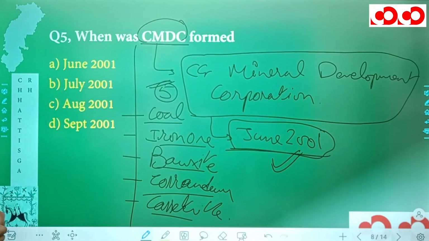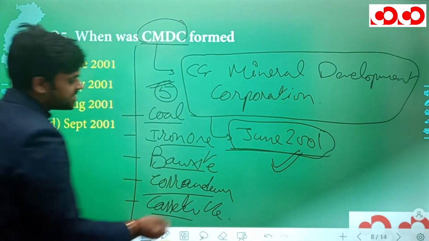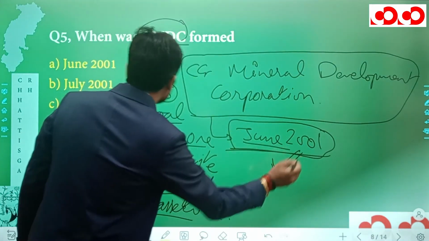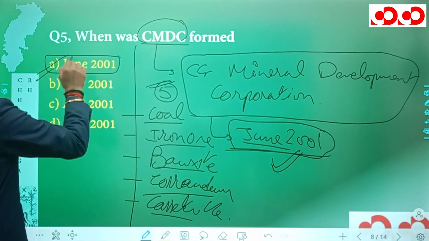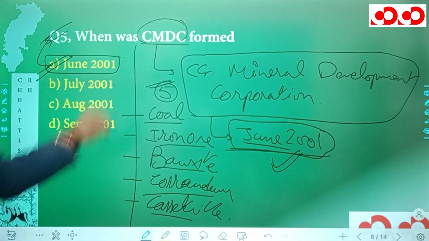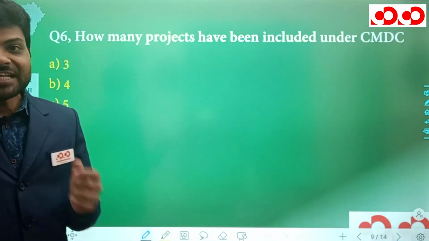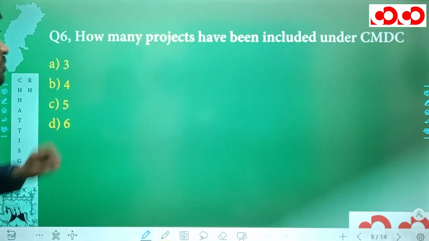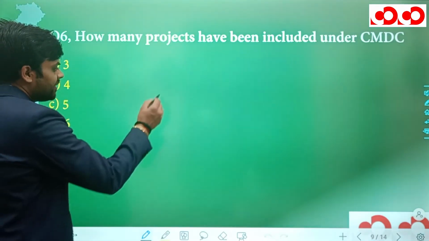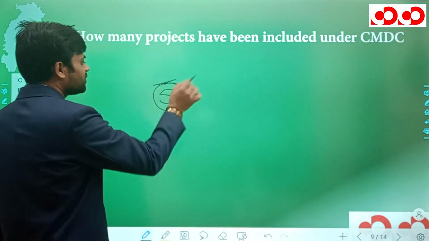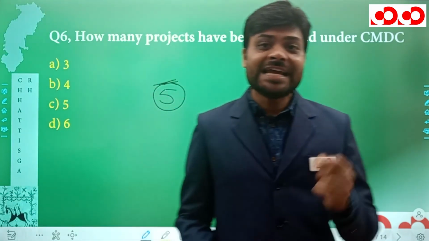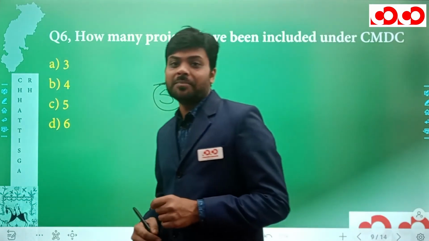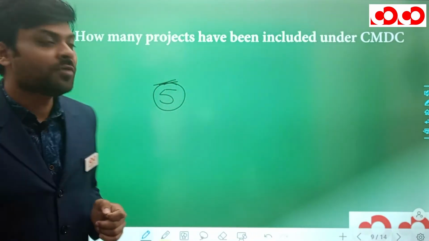Now coming back to the question, when was CMDC formed? We have seen CMDC was formed in June 2001, and since June 2001 is given in option A, hence this option A is going to be the correct option for our fifth question. Now next we have a sixth question. How many projects have been included under CMDC in Chhattisgarh? I have already told you 5 projects have been included, and they are coal, iron ore, bauxite, cassiterite, and corundum, which we have already seen in question number 5.